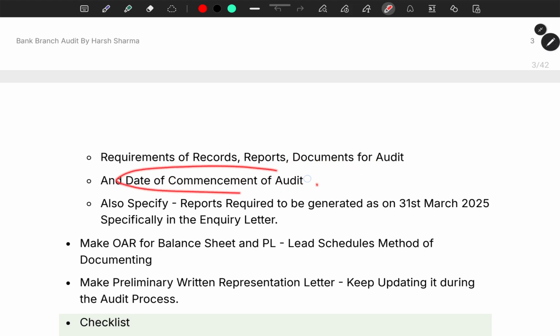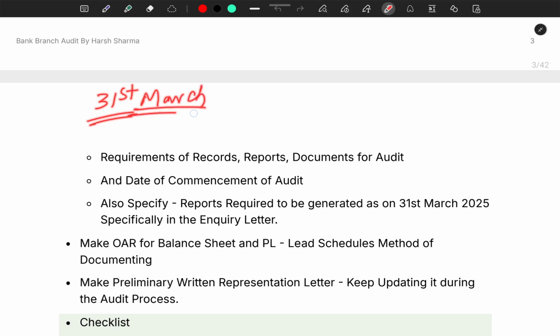It should also state the date of commencement of audit, what is your tentative plan, basically when you are coming to visit. You should also specify reports required to be generated as on 31st March. So there could be special reports. It could be the exception report on 31st March. Some reports can only be exported for the day, and what you are going to sign off is the balance sheet on 31st March, as on the date you are certifying the financials, and therefore you need those reports as on that date.